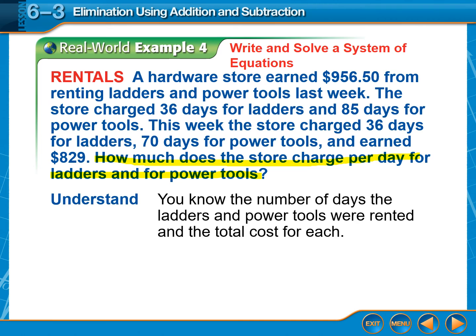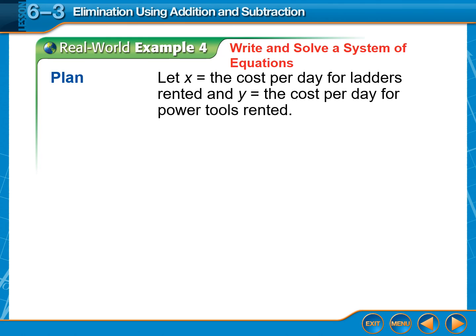All right, so we know the number of days the ladders and power tools were rented and how much the total was for each of those. So let x equal the cost per day for ladders and y the cost per day for power tools. So we can make a two-column organizer here. We've got ladders, power tools, and the total amount of earnings.